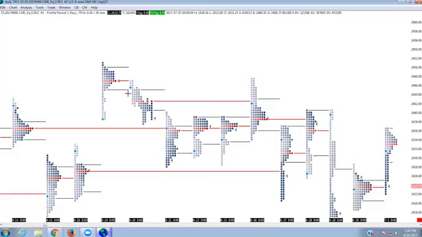So in my mind, there is information in that. There is a story unfolding. Remember, we used that term yesterday. What's the story unfolding? On June 20th, we rejected the point of control from the 19th, and we traded lower all day. Value migrated lower. It's not really balanced, okay?